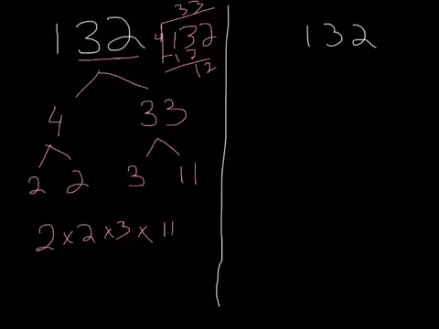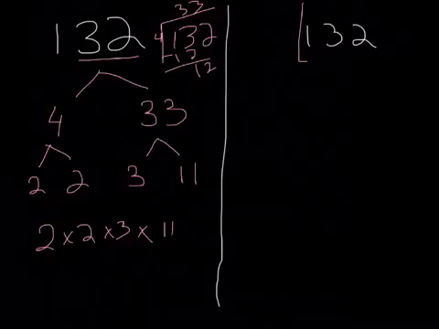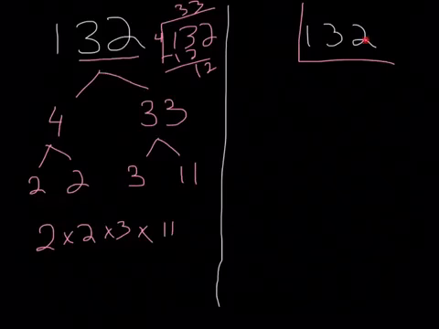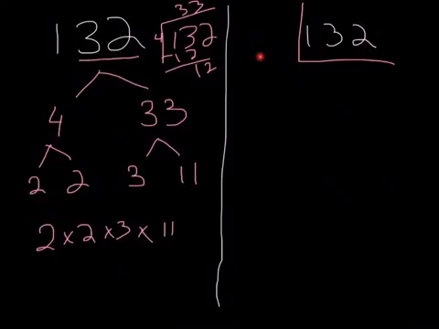Let's do it with a ladder diagram. So I'm going to pick, because for the ladder diagram, you're only dividing by prime numbers, I'm going to pick 2 because I looked at the last digit here. It's even, so I know that I can divide it by 2. So that's what I'm going to do.